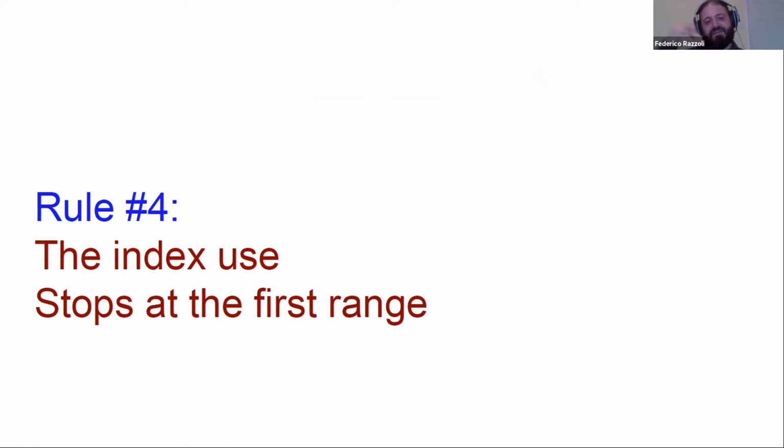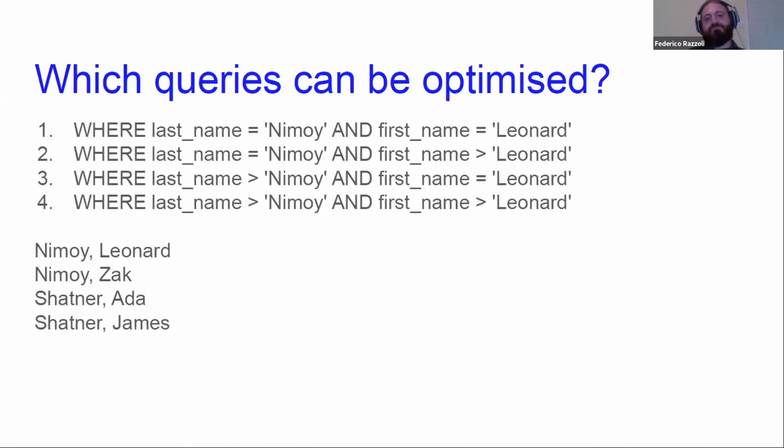And the rule to infer is probably simpler to remember compared to thinking about the order, because the rule is the index usage stops with the first range. Okay, so we have equal, which can use an index. In the first example, for example, we have equal, which can use an index. Then we have another equal, okay, it can use an index.